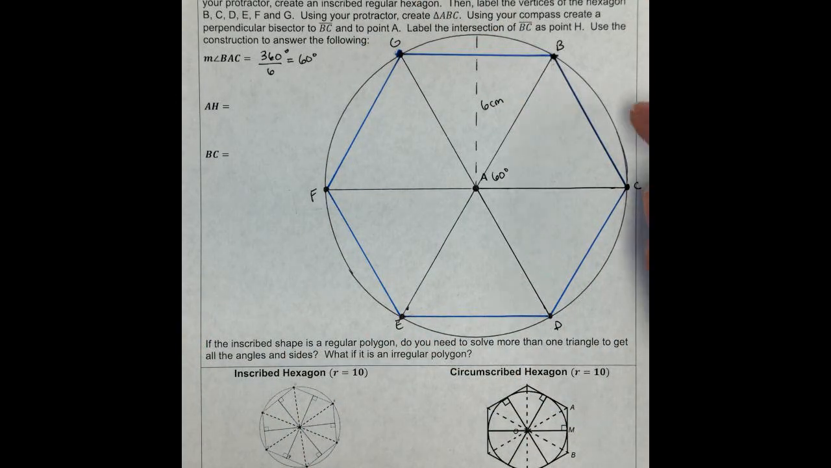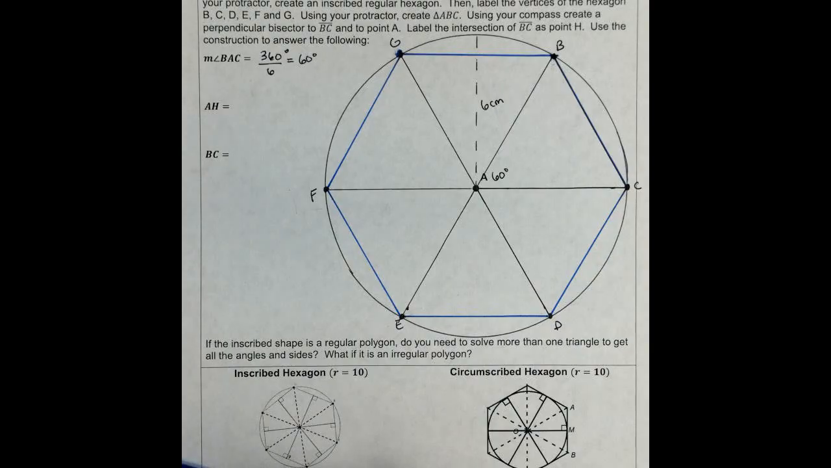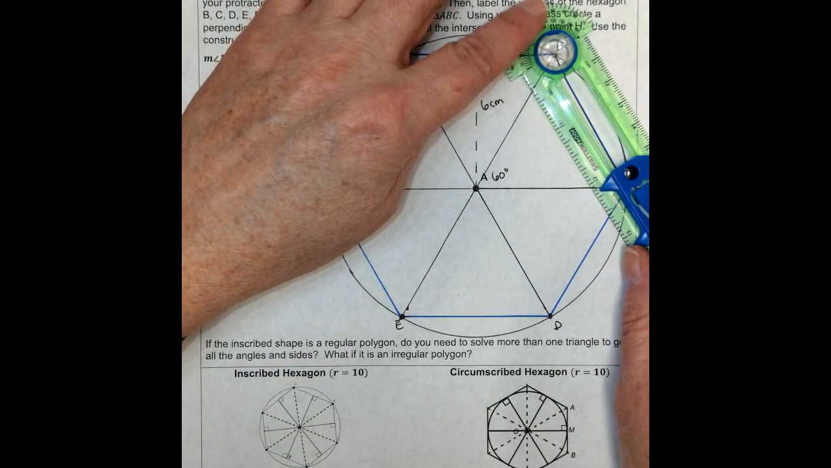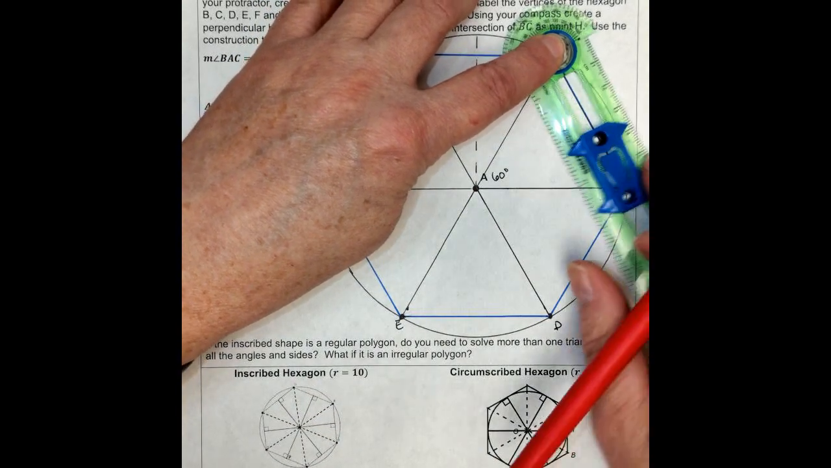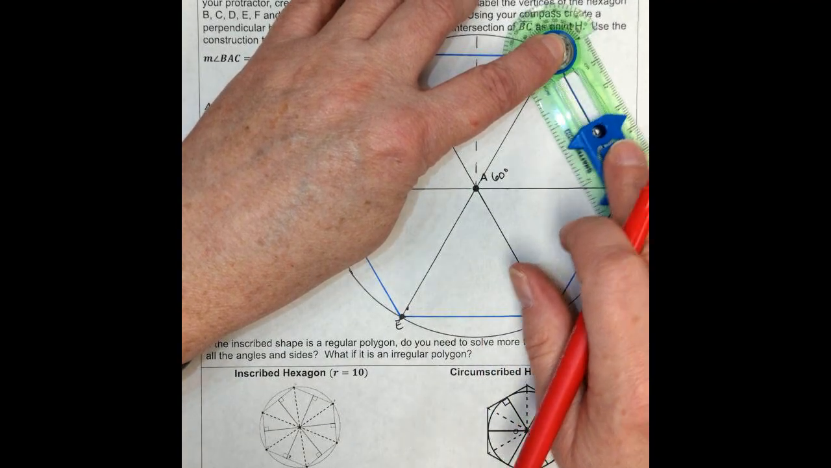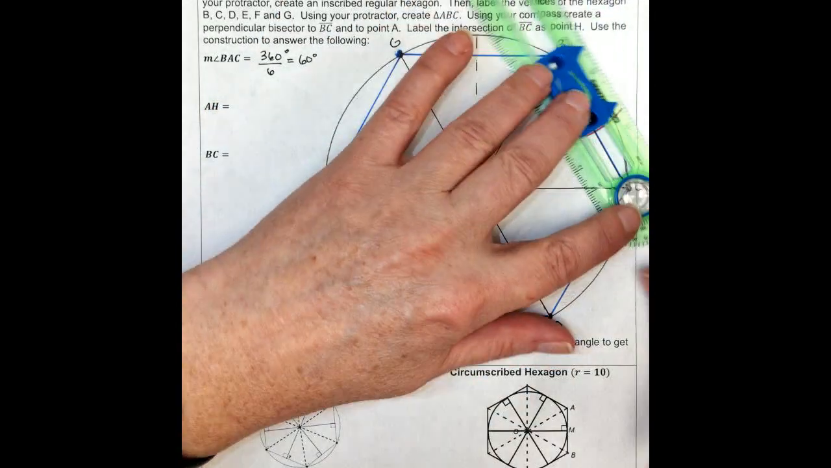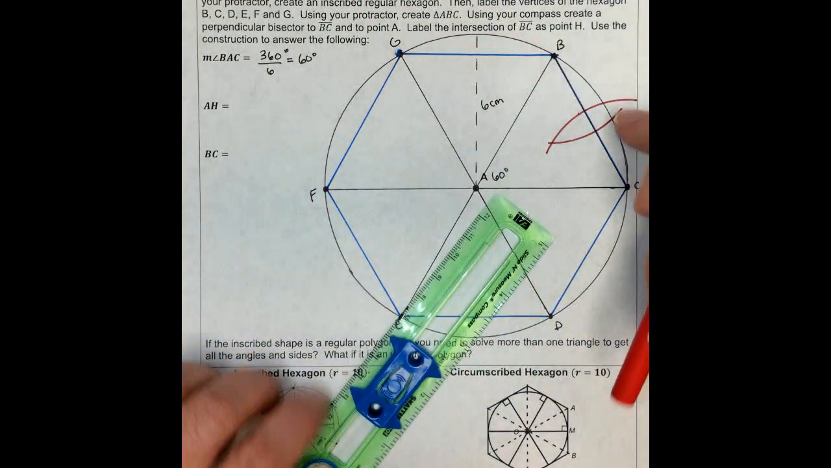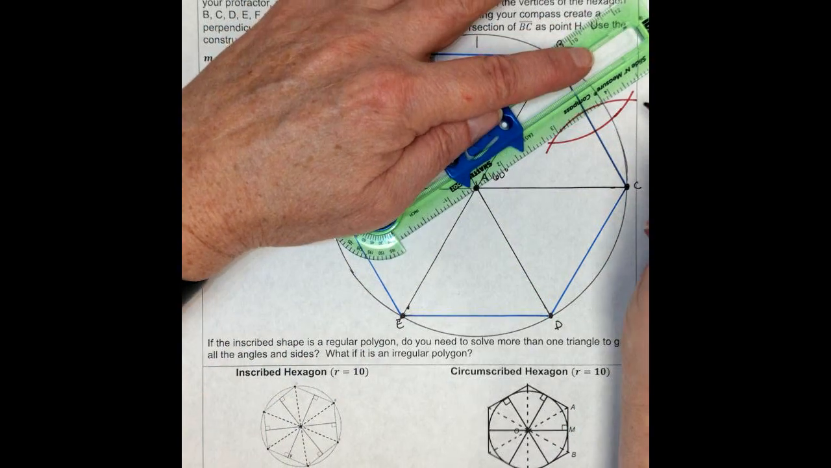Okay, now it says create triangle ABC. Well, I already did that. Using your compass, I've got to create a perpendicular bisector to BC. Well, that's easy to do. I'm just going to put on B, go about halfway through, and create a perpendicular bisector. Let's see, here we go. And here, go to C. Oops, I didn't make this arc quite big enough, so I've got to redo it. Okay, so now I have a perpendicular bisector.